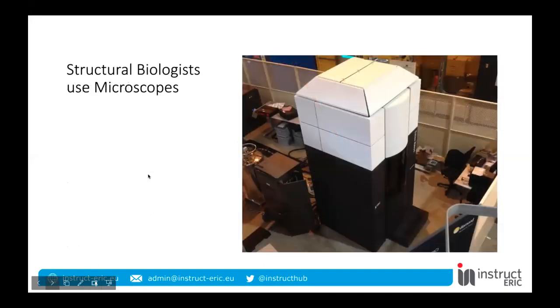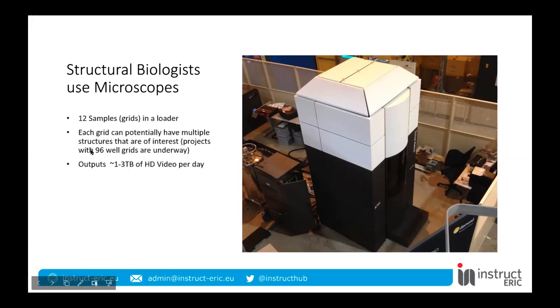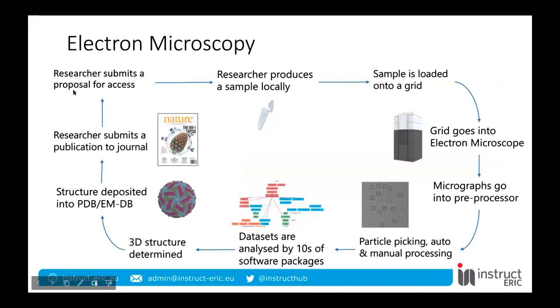So structural biologists, as you may or may not be surprised, use microscopes. However, they're not the simple ones you might have used at school. This is a Titan Krios, which is a very expensive piece of kit. And this particular one has 12 sample grids, and it outputs about 3 terabytes of high definition video per day. And we have multiples of these. So this is an example of a typical workflow that you might expect for this machine. So someone submits a research proposal for funding through us.